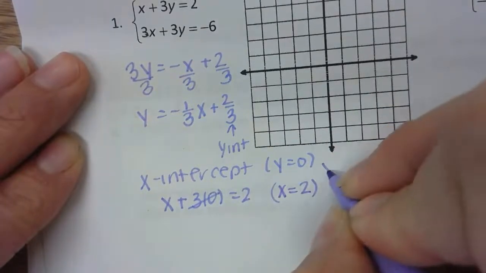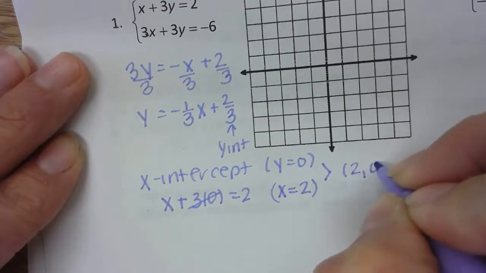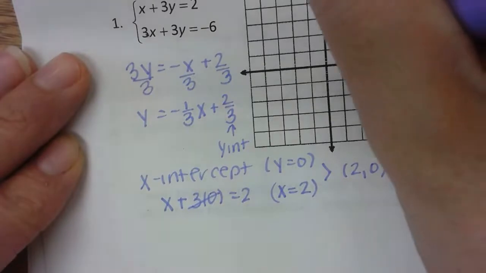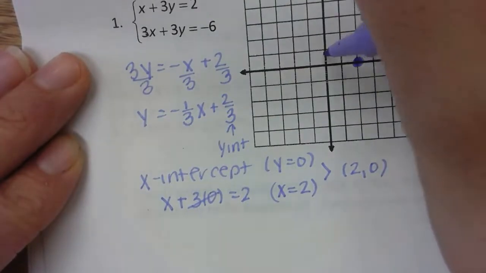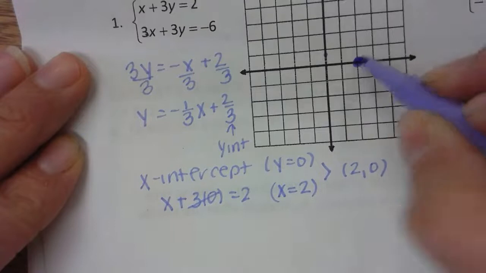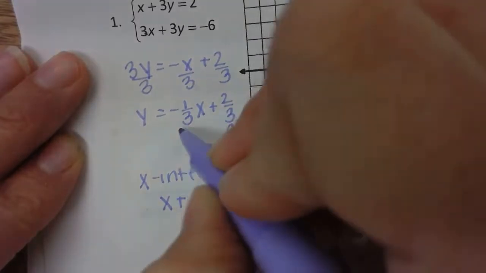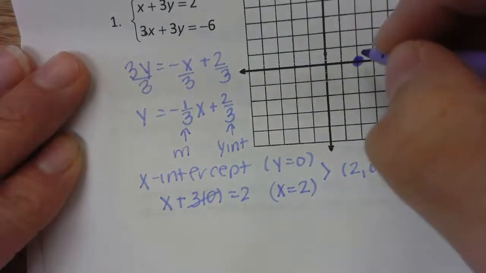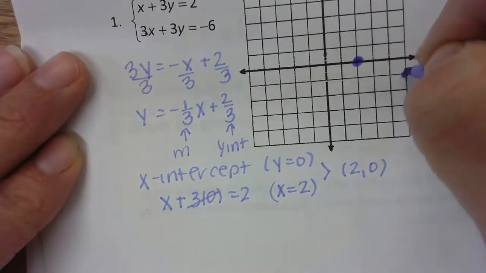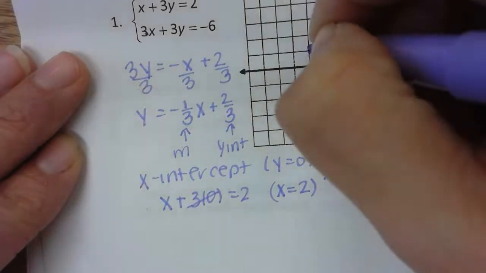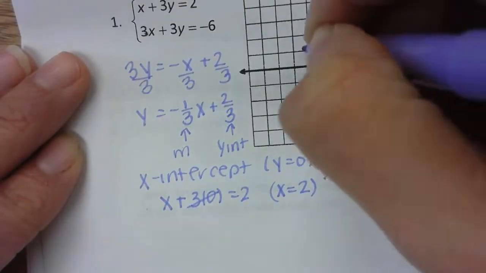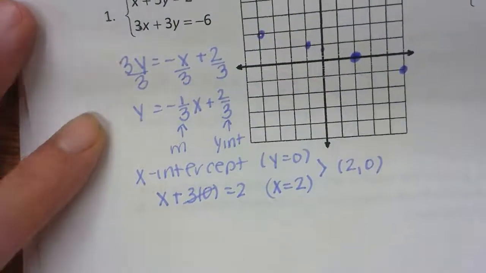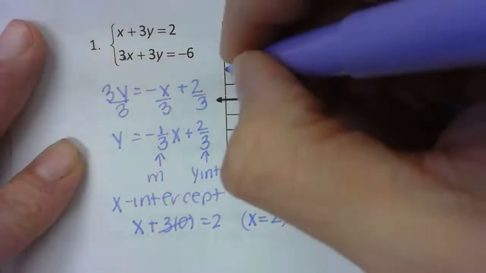So what that means is that this is the point on the graph (2, 0). So instead of starting at 2/3 over here, we're going to start at (2, 0) over here. My slope is still negative 1/3. So after I get this point, I can just apply my negative 1/3 slope to that point. So up 1 and over 3, up 1 and over 3, and connect my points.